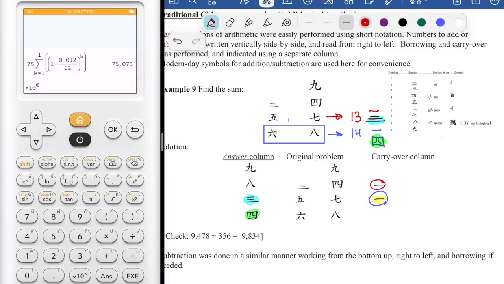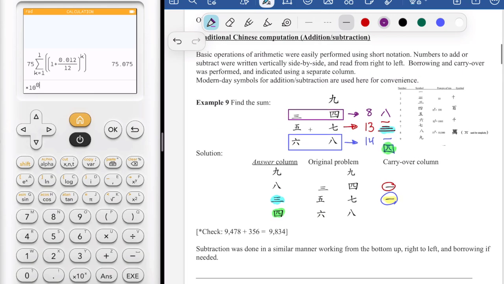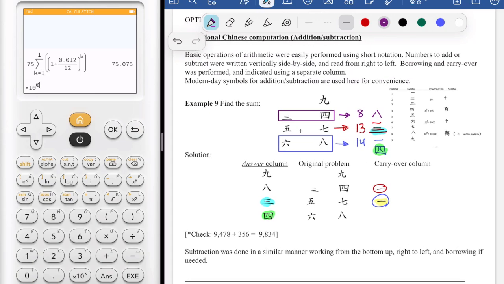I'm going to now add a 3 and a 4. A 3 and a 4 will give me a 7, plus the 1 in the carryover column is going to get me an 8, and the symbol for 8 is this symbol. Again, there's nothing to pair with the 9, so we're left with a 9, an 8, a 3, and a 4. So 9, 8, 3, and 4 would give you 9,834.